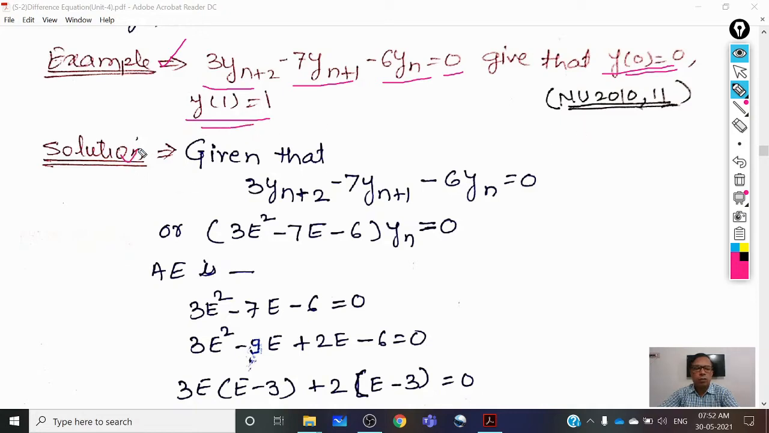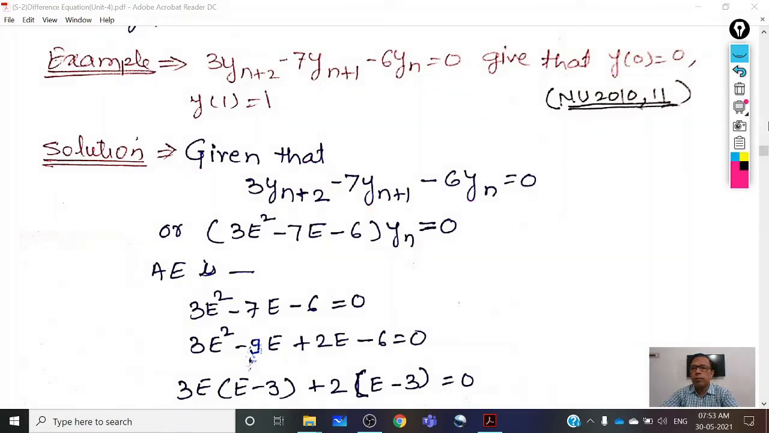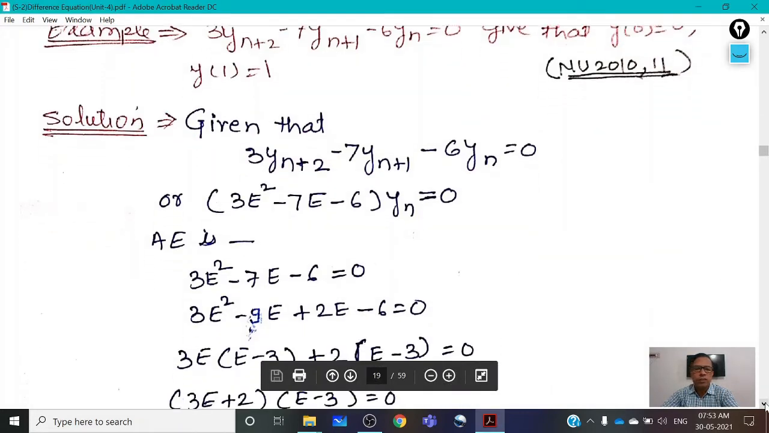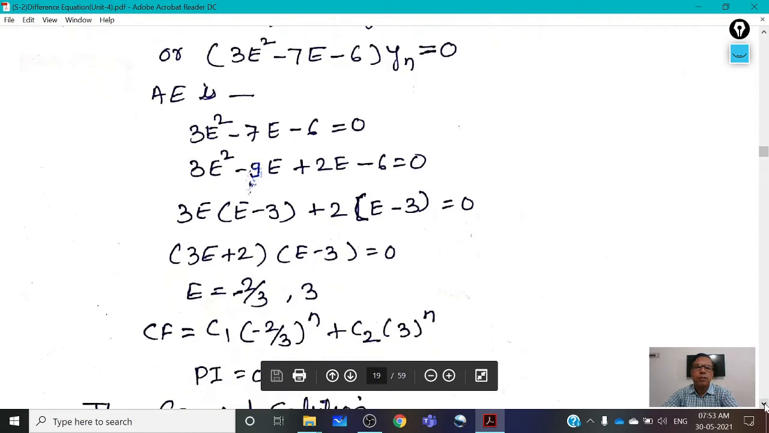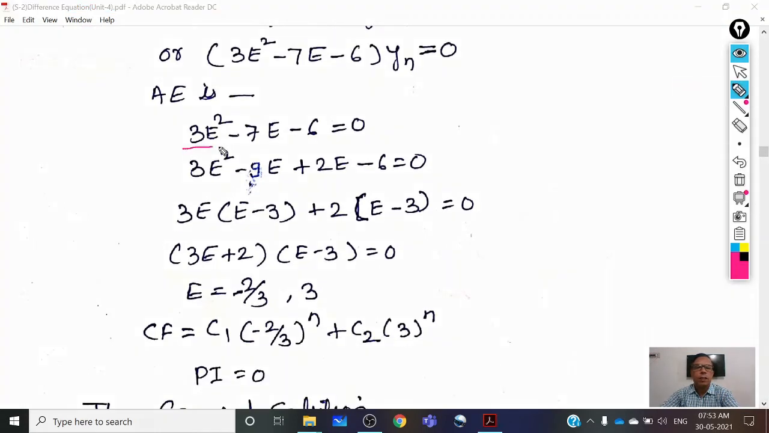So the answer: given that 3 yn+2 minus 7 yn+1 minus 6 yn equal to 0, we can write this equation in the form of (3E square minus 7E minus 6) into yn equal to 0. So the auxiliary equation of the given difference equation is 3E square minus 7E minus 6 equal to 0.